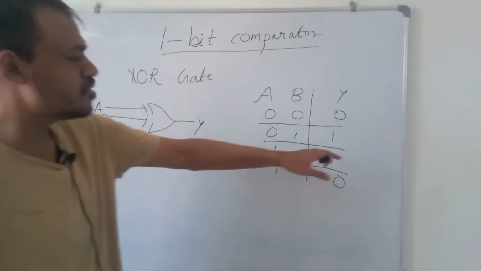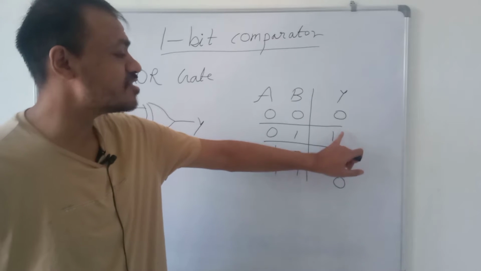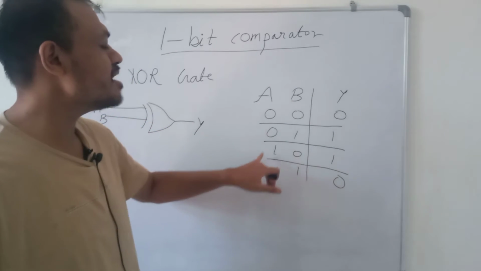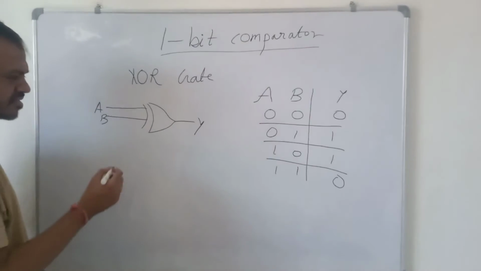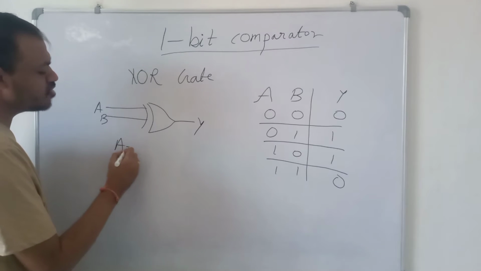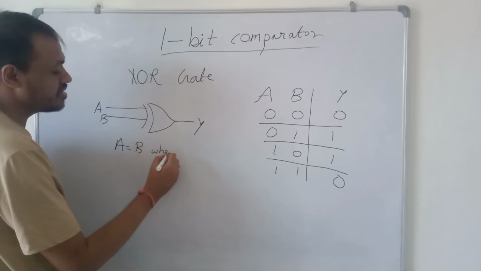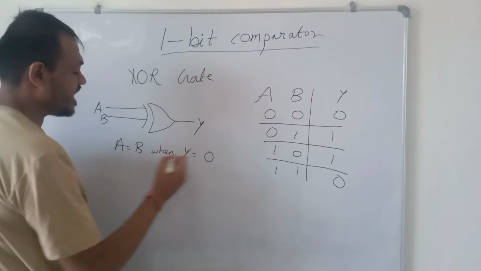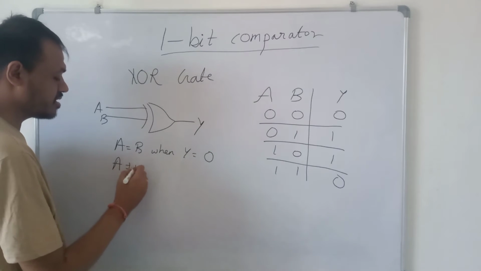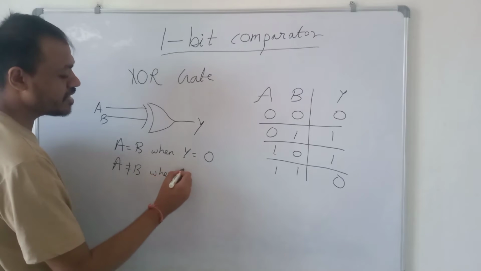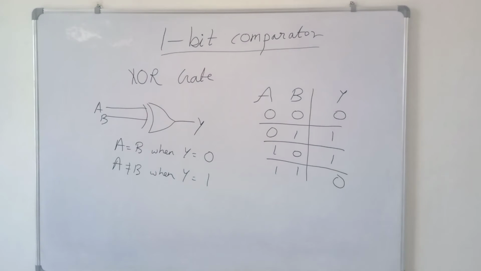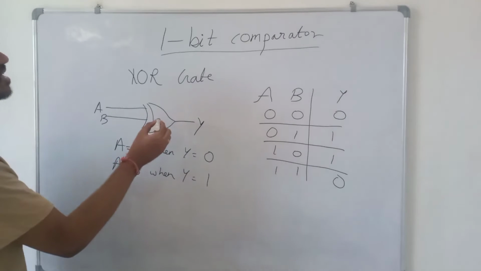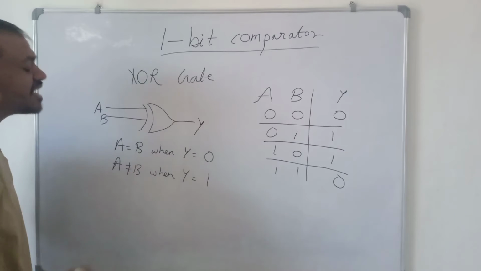So when the output of the XOR gate is 1, then we know that A and B both are different. And when the output of the XOR gate is 0, then both A and B are same. So A equal to B when Y is 0, and A is not equal to B when Y is equal to 1. So this is the simplest 1-bit comparator, where we can design the comparator using one XOR gate only.